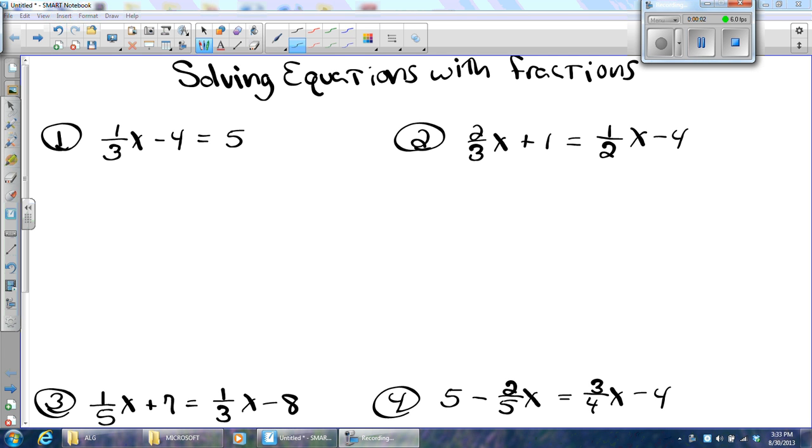Hello, algebra students. Mr. Lawrence with your flipped lesson, and this is going to be on solving equations with fractions. Now, I know you guys are fractionally challenged, but we're going to end that. I'm going to show you how simple it is. We're going to be doing equations like this in a very easy way.